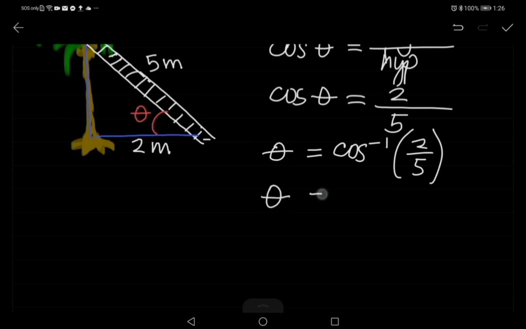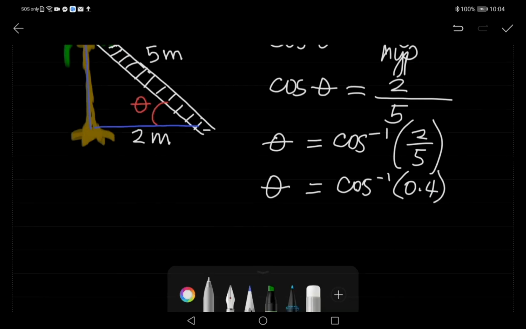So theta is equal to, 2 divided by 5 is 0.4. So theta equals inverse cosine 0.4. So theta equals 66.42 degrees. And this is your answer.